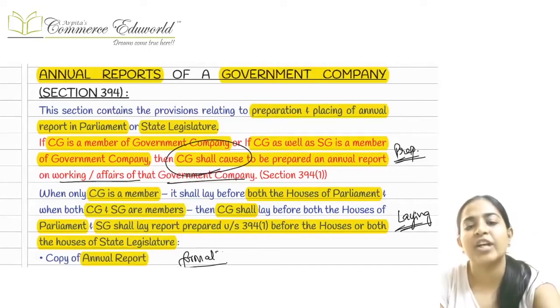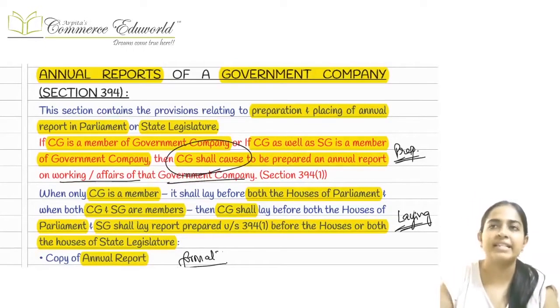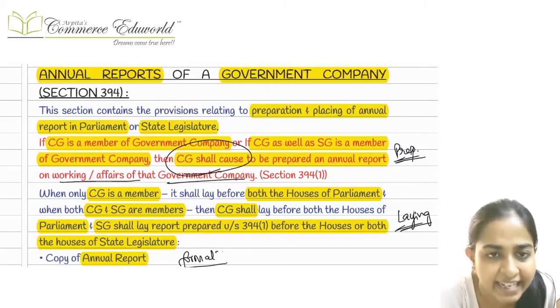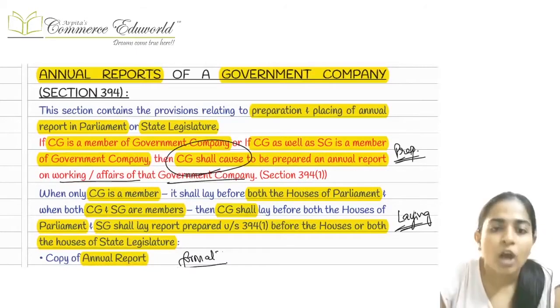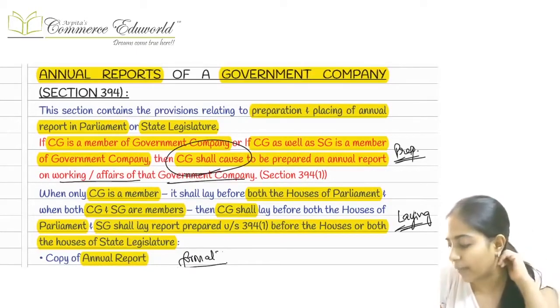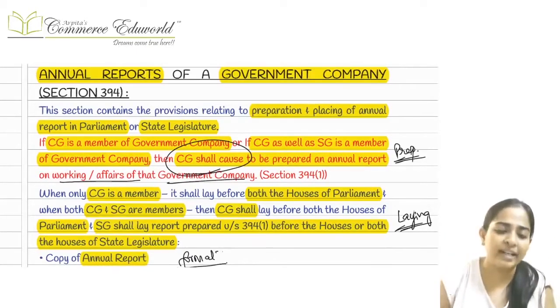Now we just have to study two provisions about the government companies here. One is section number 394 and the other one is section number 395, both of which are going to talk about the annual reports only. First of all, annual report of a government company.